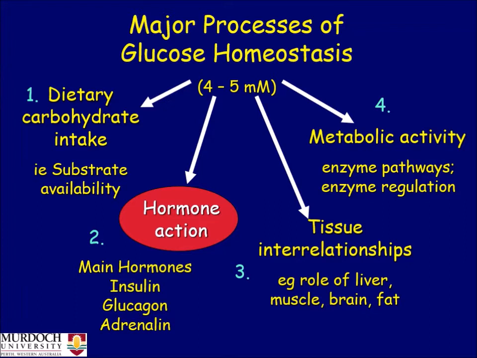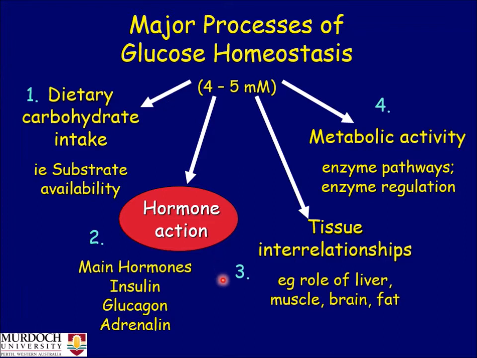And this is achieved through 4 main mechanisms. The first is a bit of a no-brainer. It just comes back to the amount of carbohydrate you eat, in effect, defining substrate availability. The second regulator of glucose homeostasis are the actions of hormones, in particular insulin, glucagon, and adrenaline.